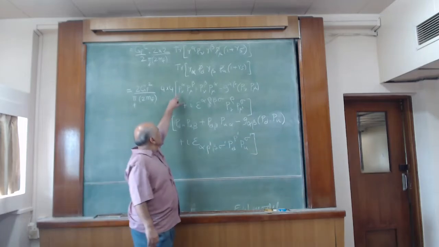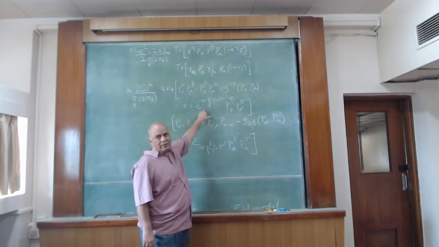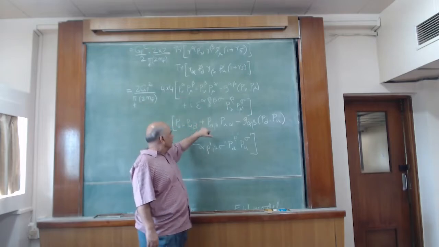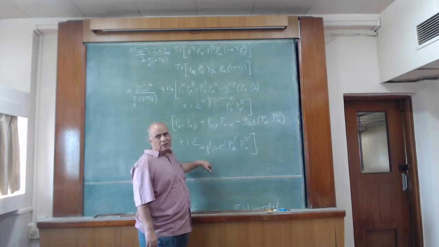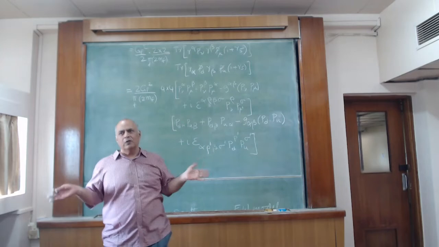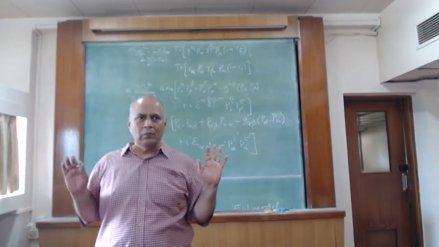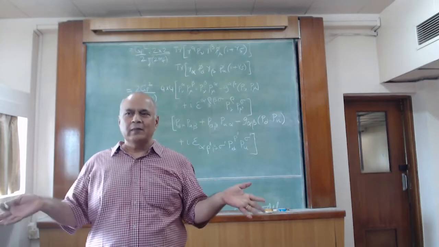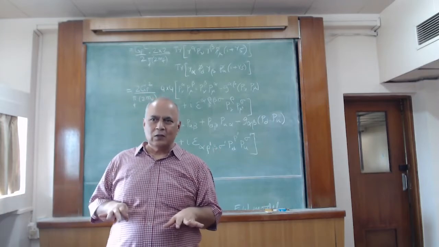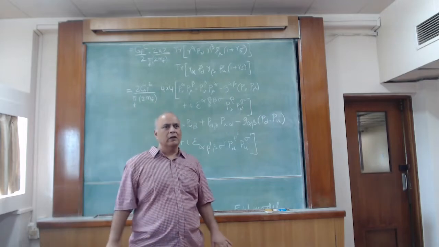Now, this is symmetric in alpha beta, this is anti-symmetric in alpha beta. This is symmetric in alpha beta, this is anti-symmetric in alpha beta. So, the product of the two symmetric terms gives me something non-zero. Product of two anti-symmetric terms gives me something non-zero. But the product of symmetric and anti-symmetric gives me 0.